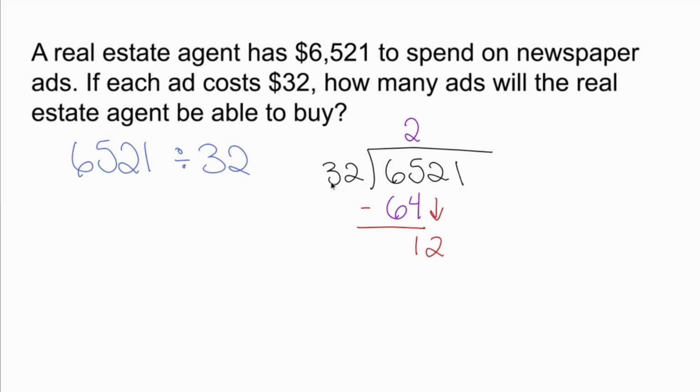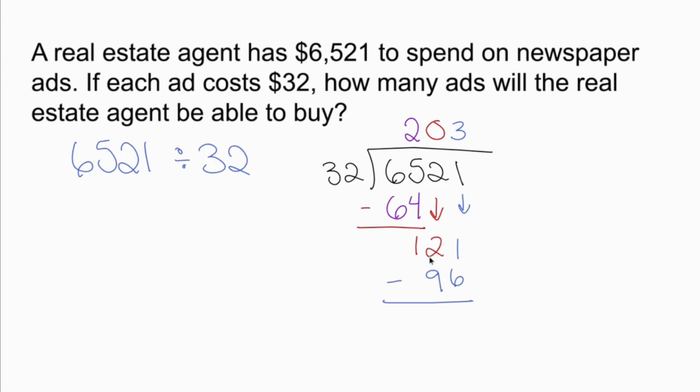How many times does 32 go into 12? Well, it doesn't. So we're going to put a 0 there, and then we're going to drop down the next number, which is 1. How many times does 32 go into 121? Well, I'm going to guess 3 times. And again, the numbers are friendly enough. 3 times 32 is 96, and we're going to subtract.